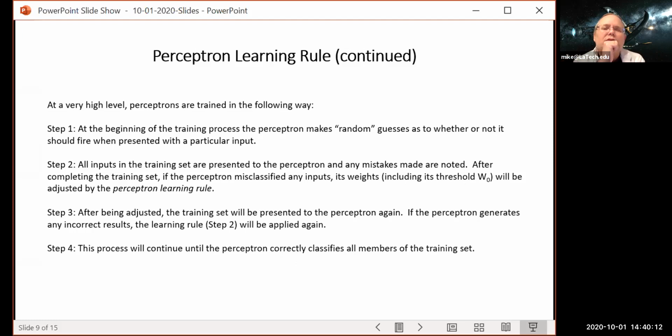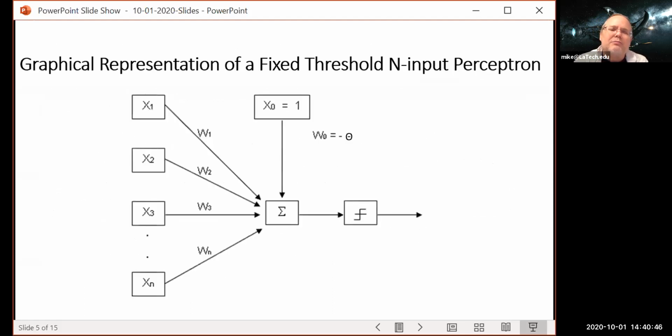Okay. So how does the perceptron learning rule, how do you apply it? We still haven't described what it is, but assuming we've got it, how do you use it? Well, a high-level way of looking at what a perceptron does is it's a four-step process. At the beginning of the training process, the perceptron makes random guesses as to whether or not it should fire when presented with a particular input. Operationalize that, Mike, for me. What do you mean by that?